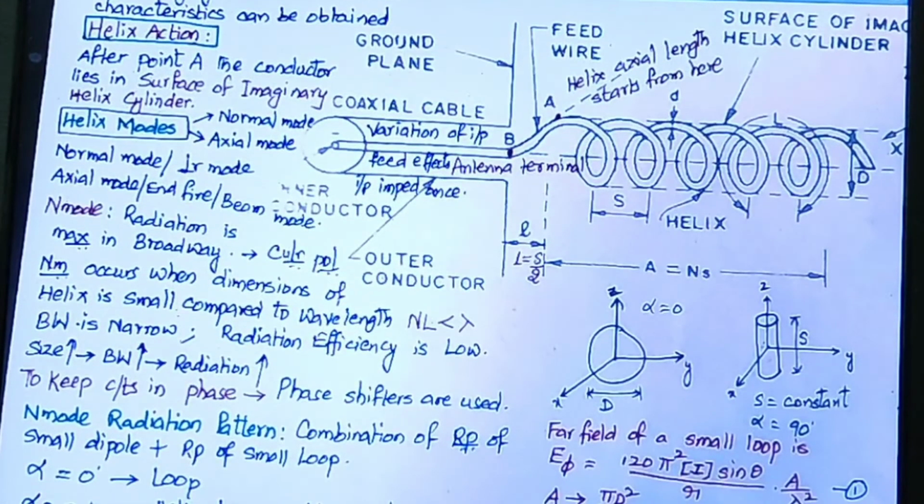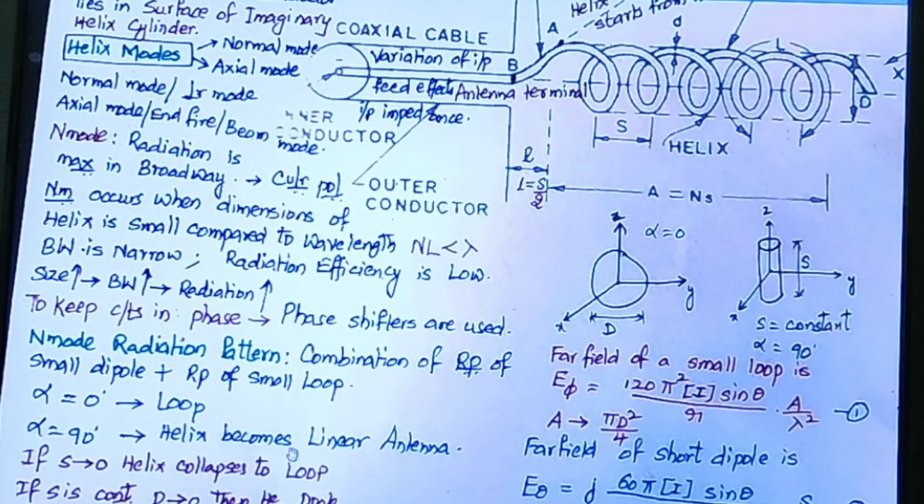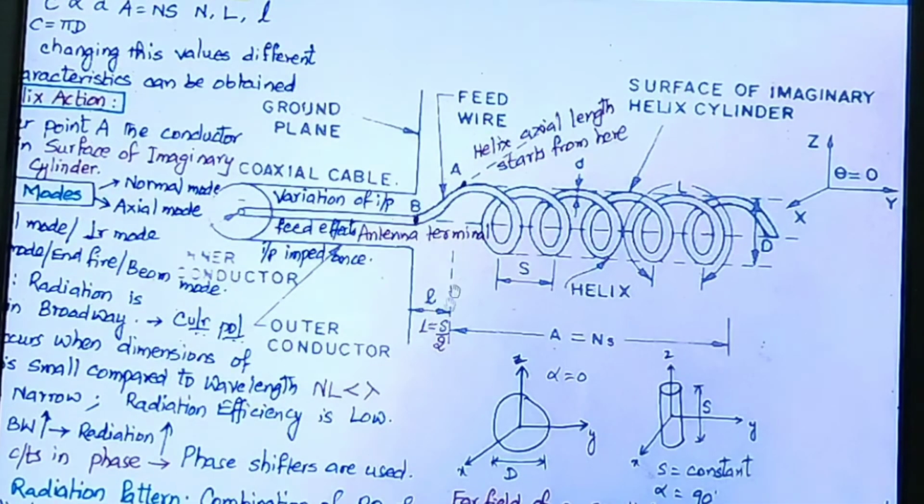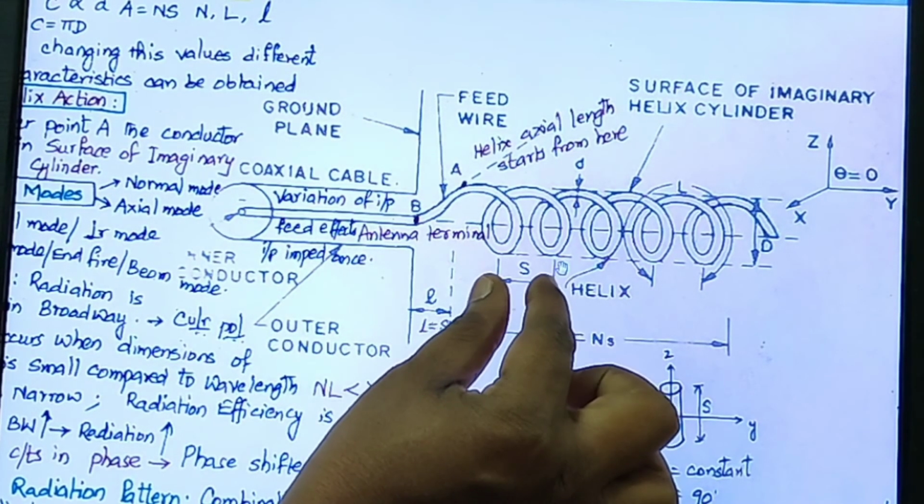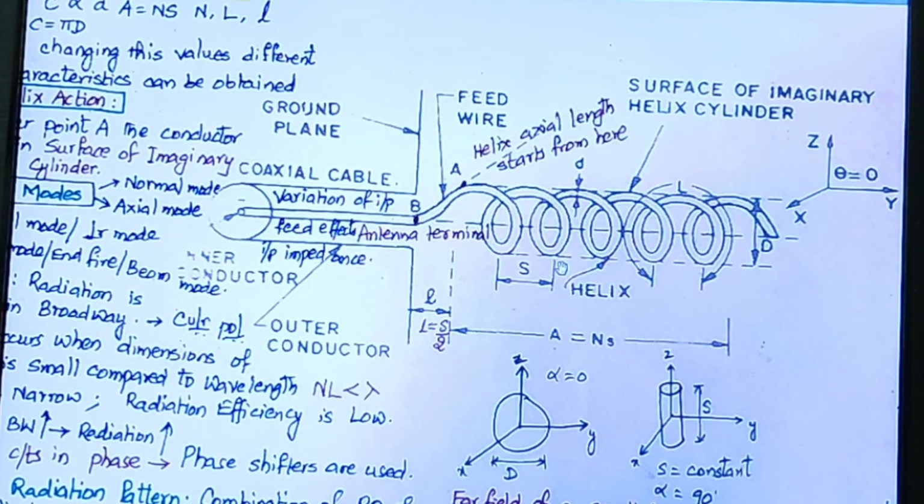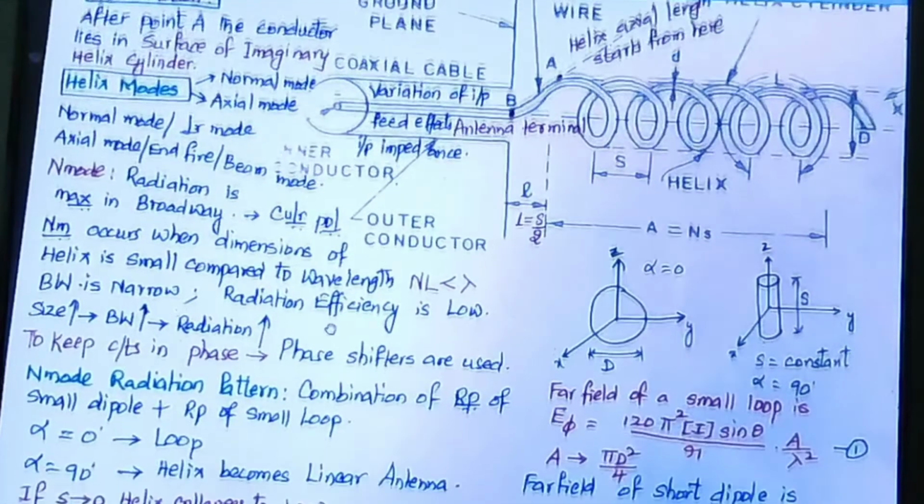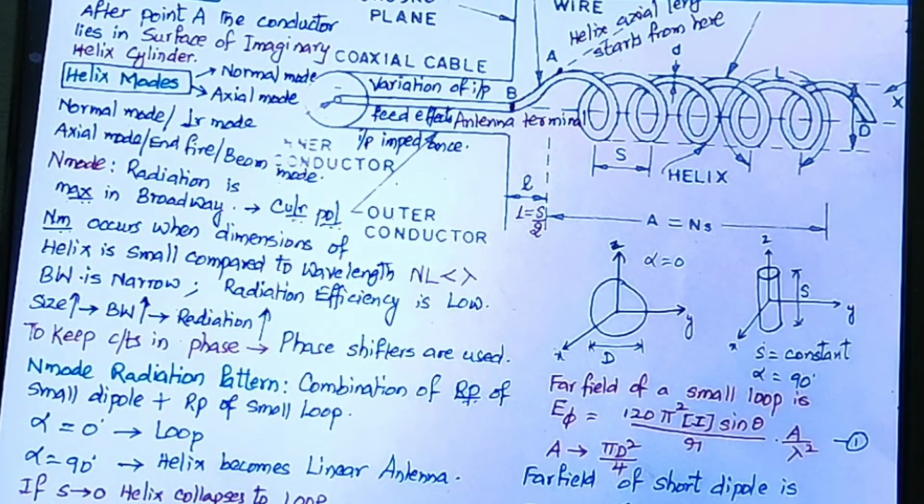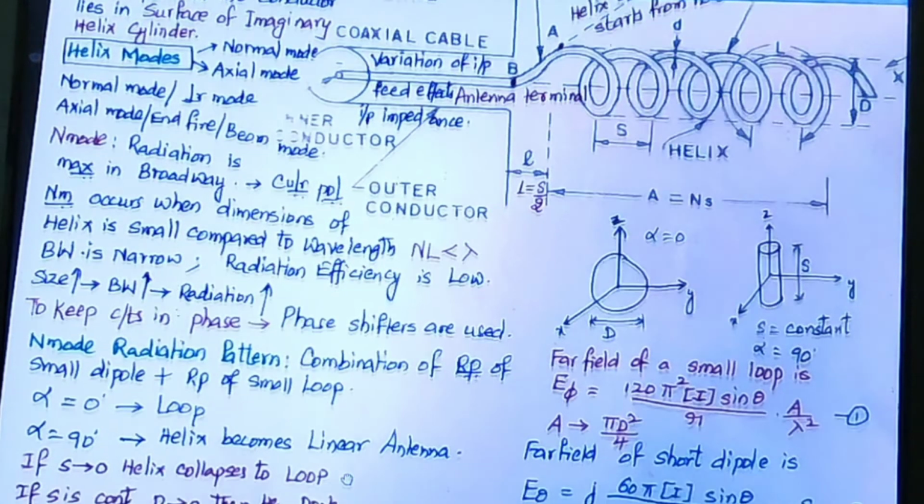Similarly, if alpha is equal to 90 degrees, the helix becomes a linear antenna, a dipole antenna. If S tends to 0, that means the spacing between one turn and another turn tends to 0, what happens? The helix collapses to a loop. See here, this is the spacing S. If S tends to 0, these two loops come closer, and it appears just like one small loop. So if S tends to 0, the helix will collapse to a loop.